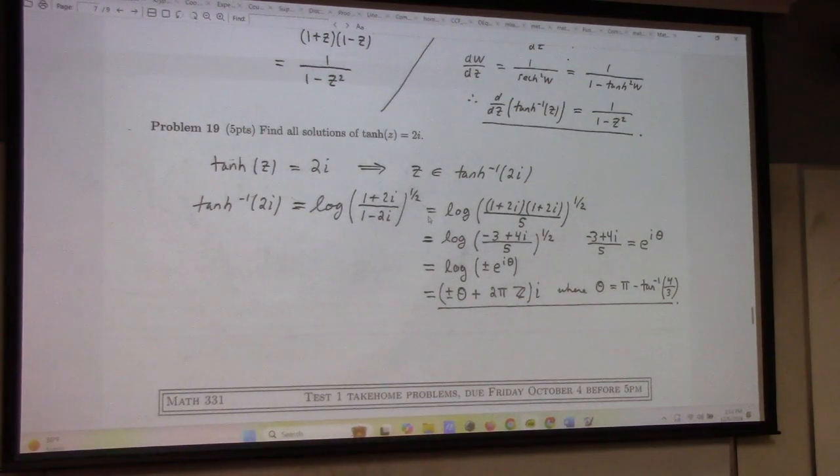So there would be significant partial credit here for just writing z equals, or maybe z is an element of, inverse hyperbolic tangent of 2i. There's significant partial credit there. There's more credit to be earned by actually working out the details of that like I did there, though. All right.